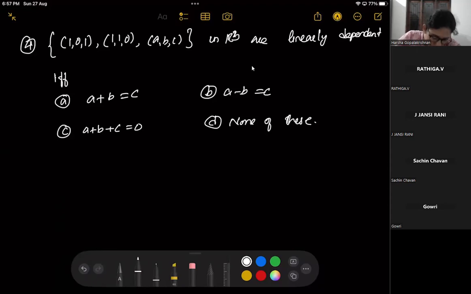Madam, answer is A. Are you sure? I'm just guessing. Because it is linearly dependent, some element is dependent on the others. That's why I'm saying so. Okay, if the answer is A, what is the justification for saying that if a plus b equals c, then it will be linearly dependent?